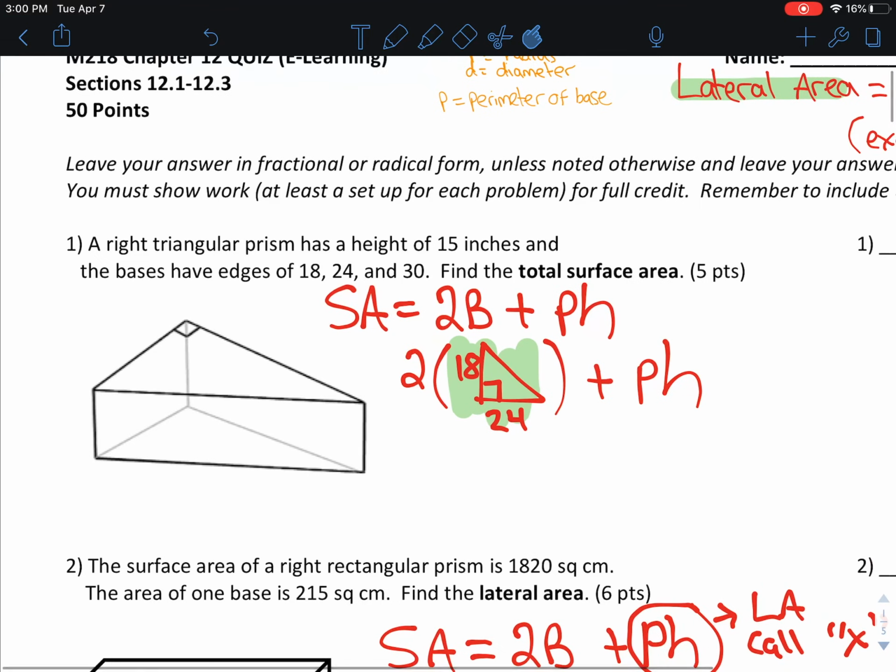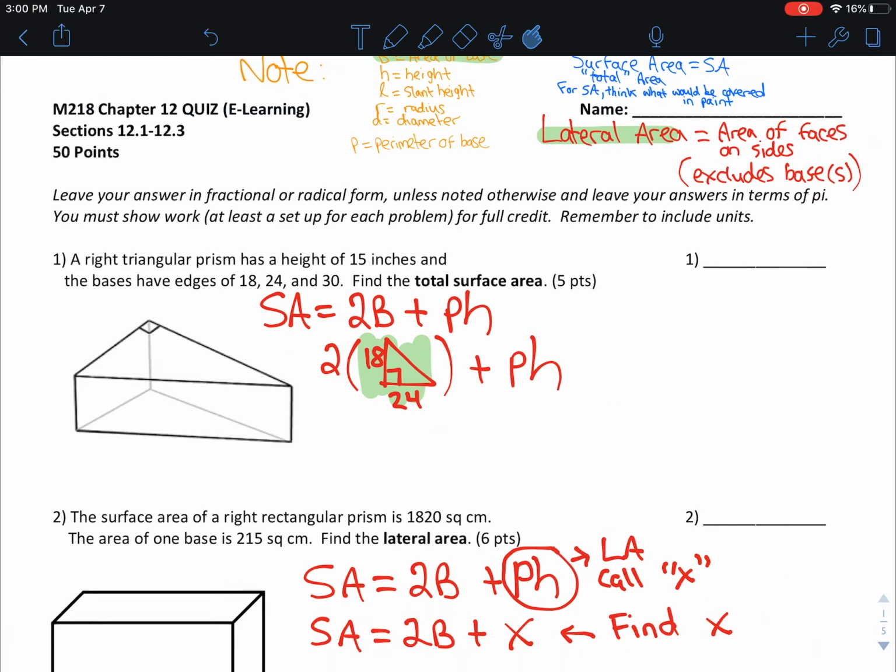So there's number 1. In each question, I'm going to give you the formula at the beginning. As you can see here, surface area is 2B plus Ph. And then I'm going to explain some of the common mistakes. So that was probably the common mistake there.